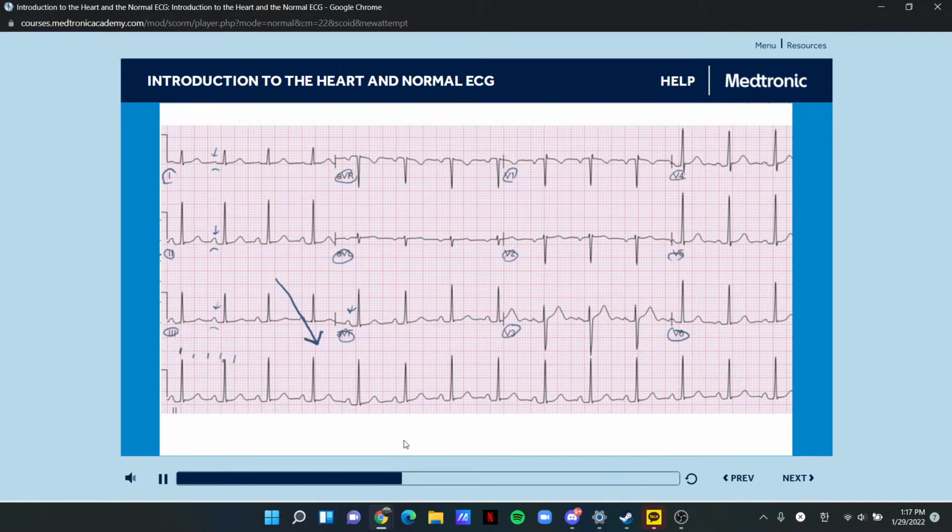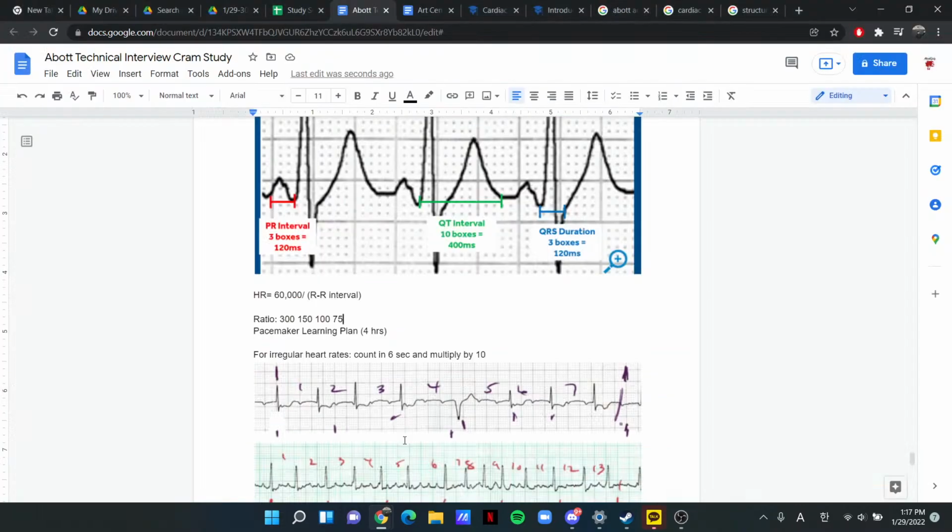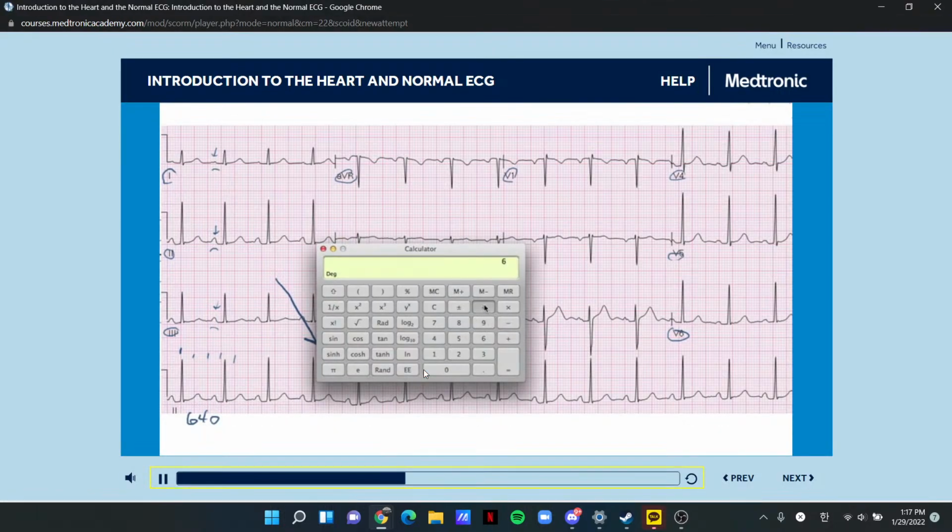This line would be 75, so the heart rate is close to 90 beats per minute. If we wanted to be more exact, the R to R interval here is 640 milliseconds. If we divide 60,000, or just 6, by 640, the heart rate here is about 94 beats per minute.